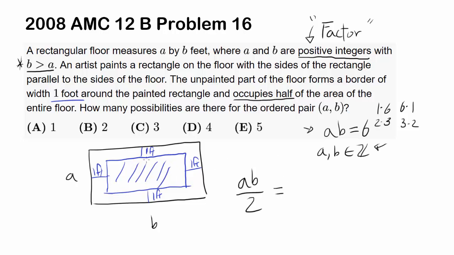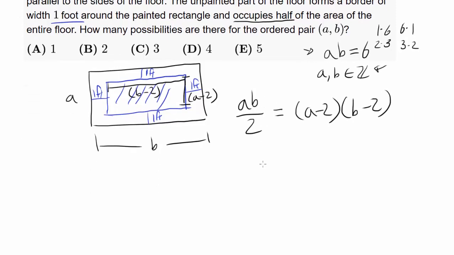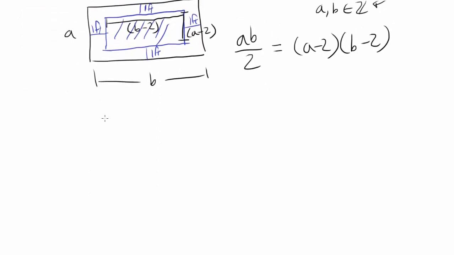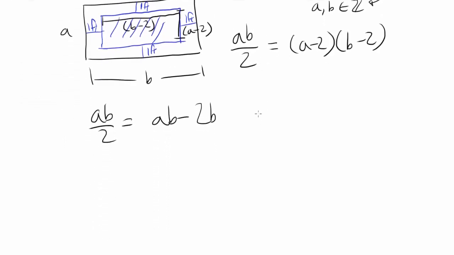And what else do we know? Is there another way of finding the area of a rectangle? Yes, there is. This length is B minus 2 because the entire length is B and you're taking away 1 foot and another foot. So that's B minus 2. And this length is A minus 2. So another way to write it is A minus 2 times B minus 2. Now let's simplify this a bit, see what we get. AB over 2 is equal to AB minus 2B minus 2A plus 4.